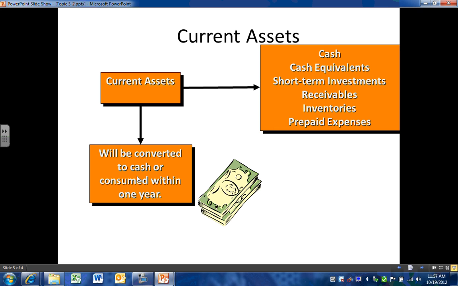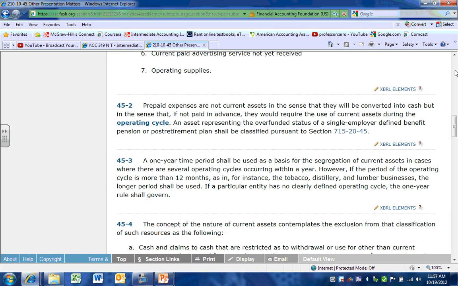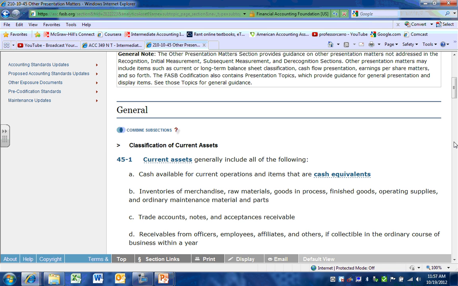Again, our definition is that current assets will be converted or consumed within 1 year or an operating cycle, and we'll take a look at what that means in a second. And our typical current assets are things like cash, cash equivalents, short-term marketable investments, accounts receivables, inventory, prepaid expenses. The textbook has examples and definitions for each of these, but you can also go to the source document or authoritative source, and that is the FASB codification.